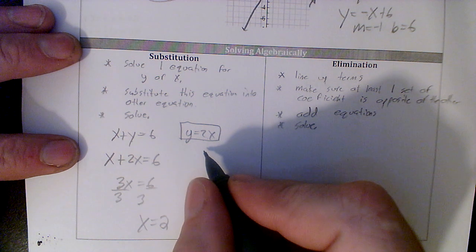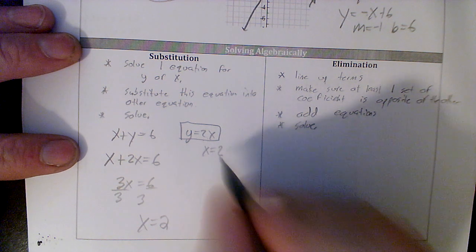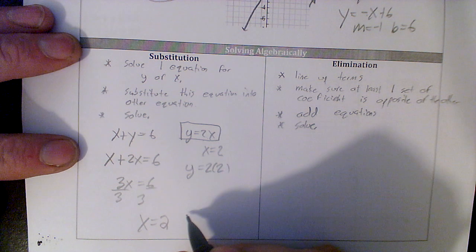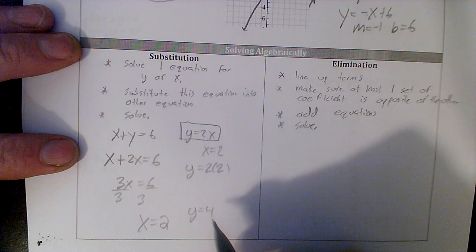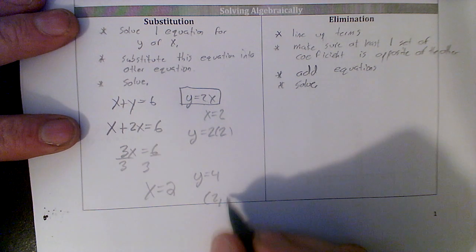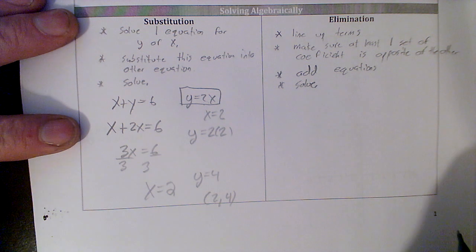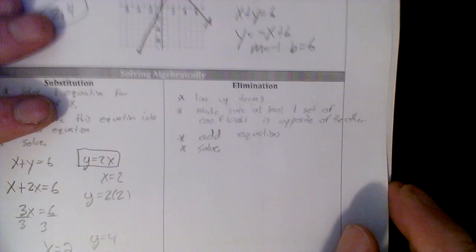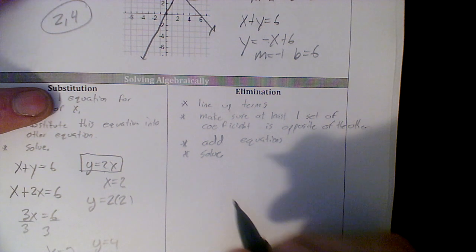And then I can plug my x equals 2 into this equation, and I get y equals 2 times 2, which gives me y equals 4, and we can see that we get the same ordered pair 2, 4 for a solution that we did up top. So just a review of substitution. Now I got elimination over here. Alright, so elimination is when you do this.